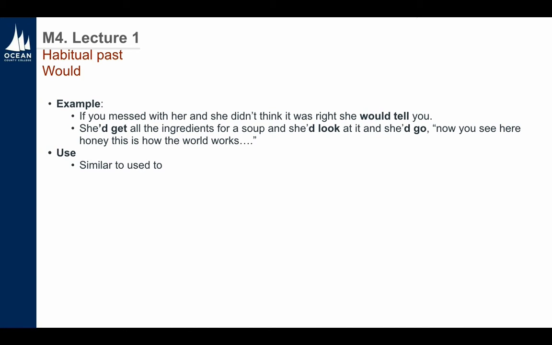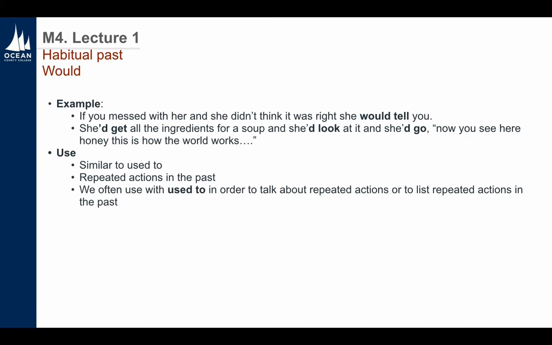So first, let's look at the use. Would is very similar to used to, and we use both of them to talk about repeated actions in the past. We often use it with used to in order to talk about repeated actions or to list repeated actions in the past. If you look at the second example here, you can see that we're listing repeated actions in the past. She'd get all the ingredients for a soup, and she'd look at it, and she'd go.